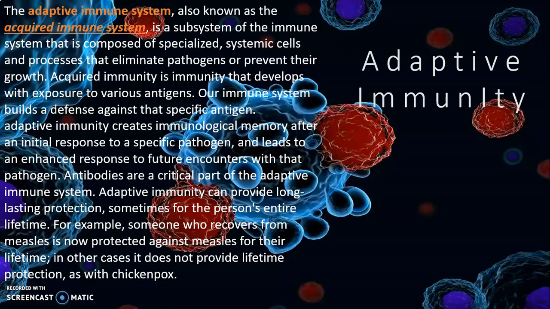Adaptive immunity creates immunological memory after an initial response to a specific pathogen and leads to an enhanced response to future encounters with that pathogen. Antibodies are a critical part of the adaptive immune system. Adaptive immunity can provide long-lasting protection, sometimes for the person's entire lifetime. For example, someone who recovered from measles is now protected against measles for their lifetime. In other cases, it does not provide lifetime protection.